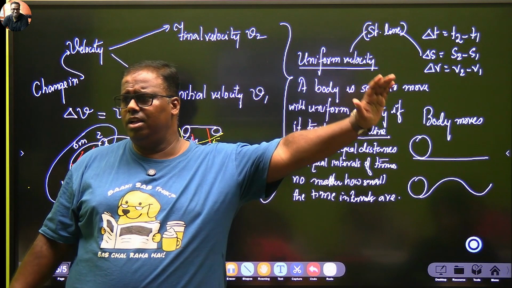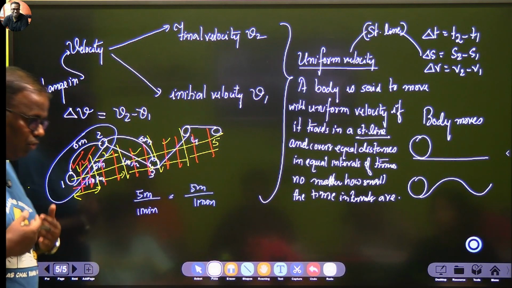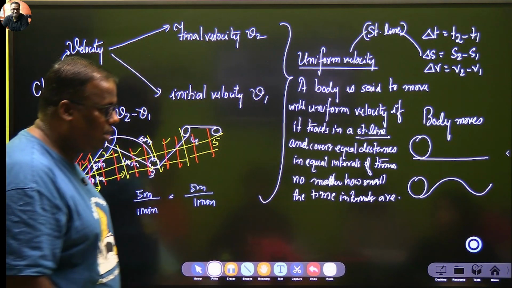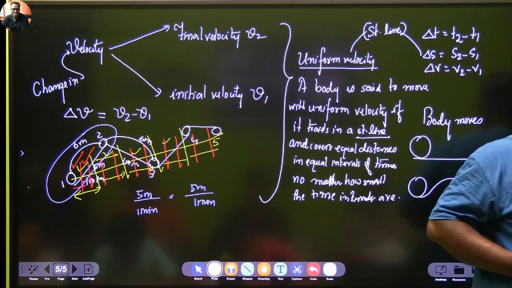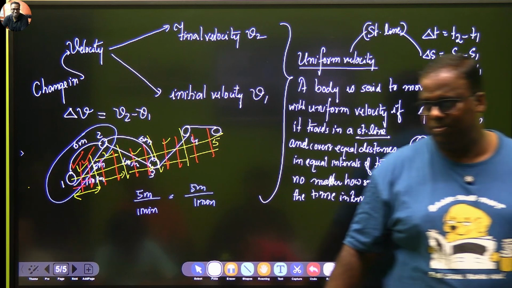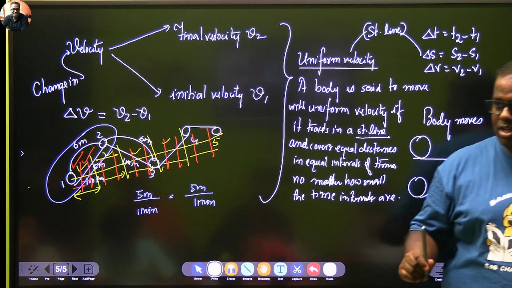Straight line में जा रहे हैं. I am traveling from here to there. I am traveling in a straight line. But I suddenly started walking fast. I am going with non-uniform velocity. Are you understanding? 1 minute बिटू.